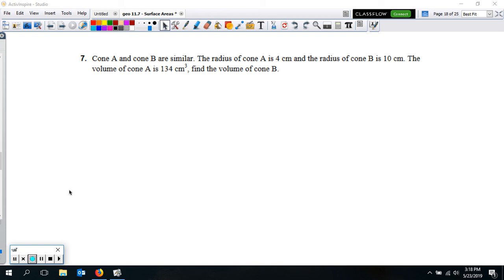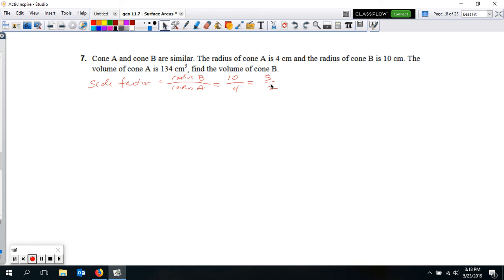So first we need to find the scale factor using the radiuses. So that's going to be picking one over the other. It really doesn't matter which one you put on top. You can do cone A on top or cone B. I think I did cone B on top, so radius of B over radius of A. That way I had 10 over 4, but I could have done it the other way as well. So either way, you could still get the right answer. So 10 over 4, we'd want to simplify that down to just 5 over 2. So there's our scale factor, 5 over 2.